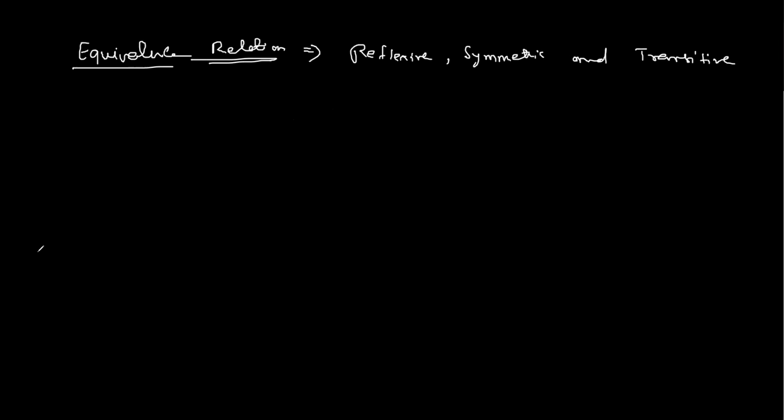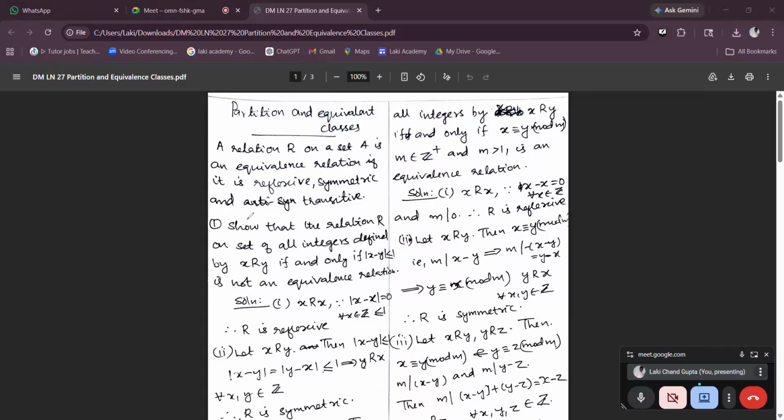Okay, suppose you are given what? So this is a question, right? Show that the relation R on the set of all integers defined by x related to y if and only if mod x minus y less than 1 is not an equivalence relation.